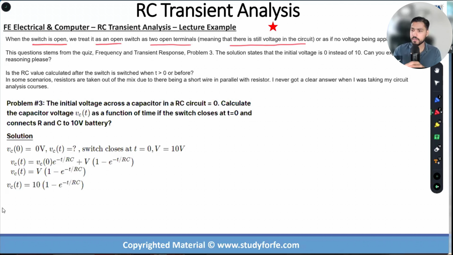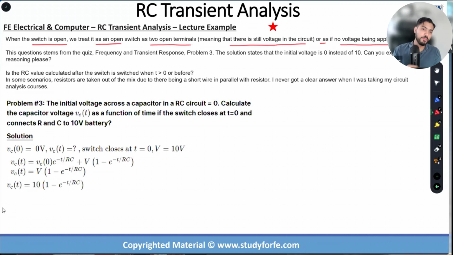If I was writing this email or asking this question, I would say that there is still a voltage source present. When the student writes it as there's still voltage in the circuit, it becomes a little bit vague. And a lot of times, as I've explained to you guys multiple times, this lack of clarity generally results in loss of points on the exam. So be very clear in your thinking. Or as if no voltage is being applied on the circuit.